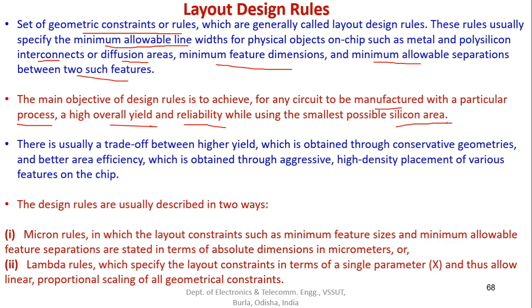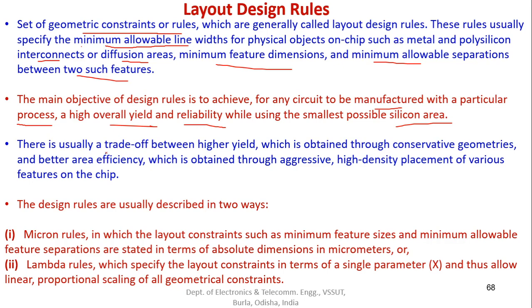These are the main objectives, and keeping them in mind, the layout design rules are formulated. Mind you, the layout design rules may be different for different kinds of process. It may be different for a 90 nanometer process, for a 180 nanometer process, for a 14 nanometer process. Depending on the process, the layout design rules may vary.